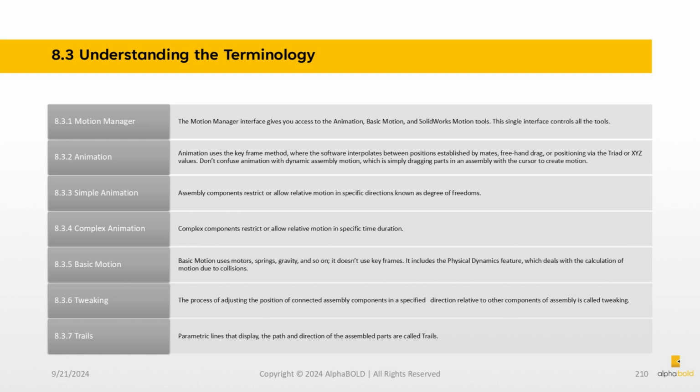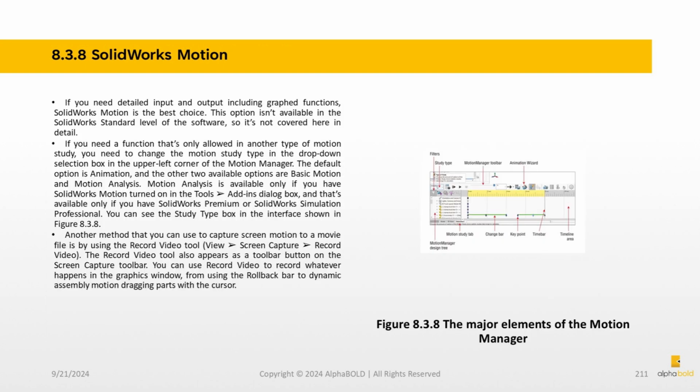The process of adjusting the position of connected assembly components in a specified direction relative to other components of the assembly is called tweaking. Parametric lines that display the path and direction of the assembled parts are called trails. SolidWorks motion. If you need detailed input and output, including graph functions, SolidWorks motion is the best choice. This option isn't available in the SolidWorks standard level of the software.